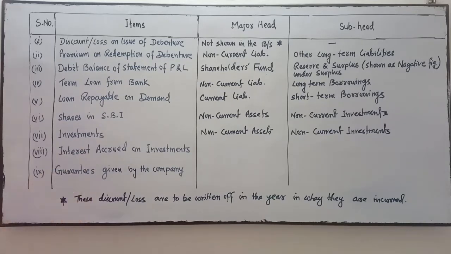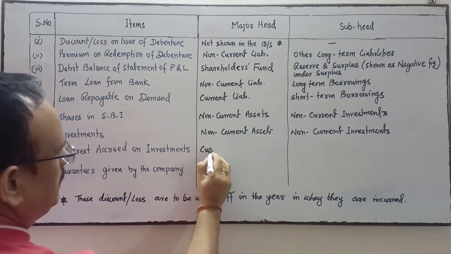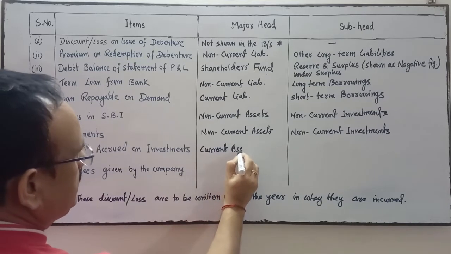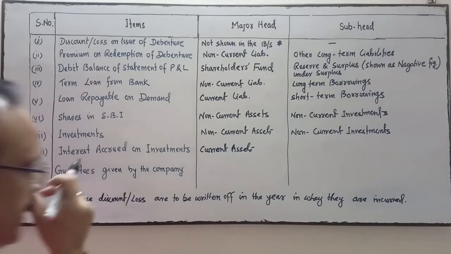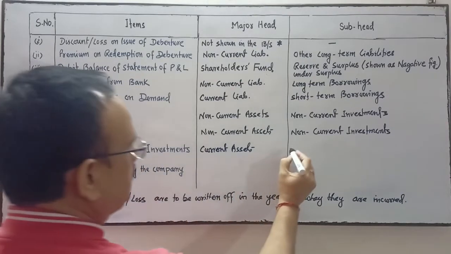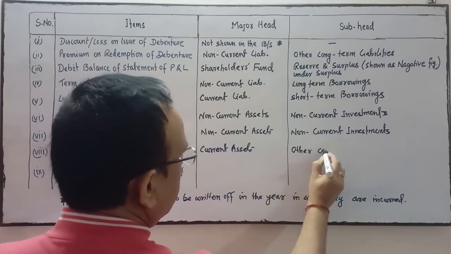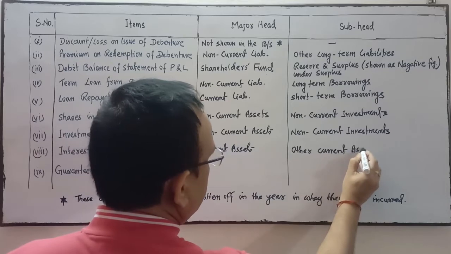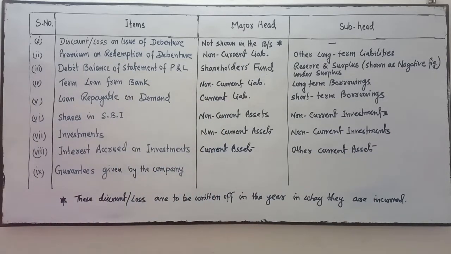Next is interest accrued on investment. This comes under the current assets. The heading is current assets, and the subheading is other current assets.